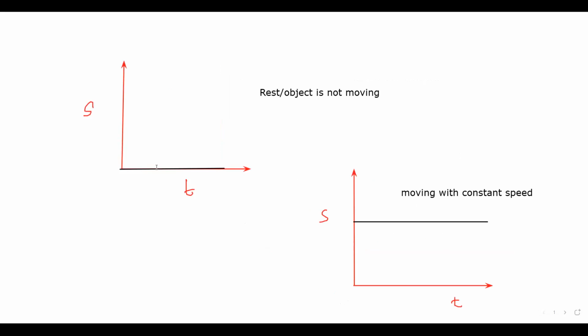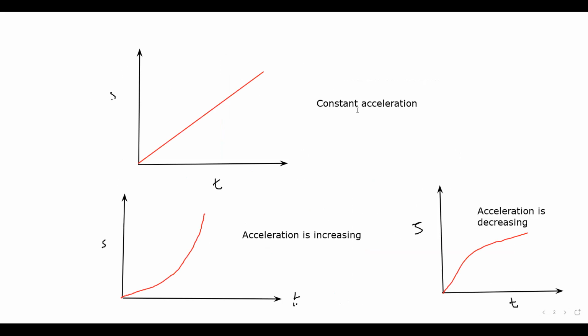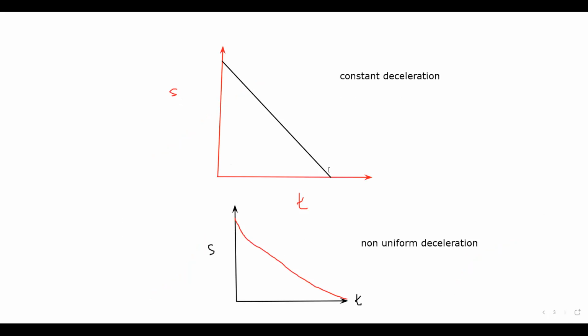When an object is at rest, it will be a horizontal line on the origin. When an object is moving with a constant speed, it will be a horizontal line above the origin. When an object is moving with a constant or uniform acceleration, it will be a straight line with a constant slope. If the acceleration is increasing, it means the slope will increase. If acceleration decreases, the slope will decrease. If the value of the speed is decreasing, you call that a deceleration. If it's a straight line, then constant deceleration. If it is a curve, then it is a non-uniform deceleration.